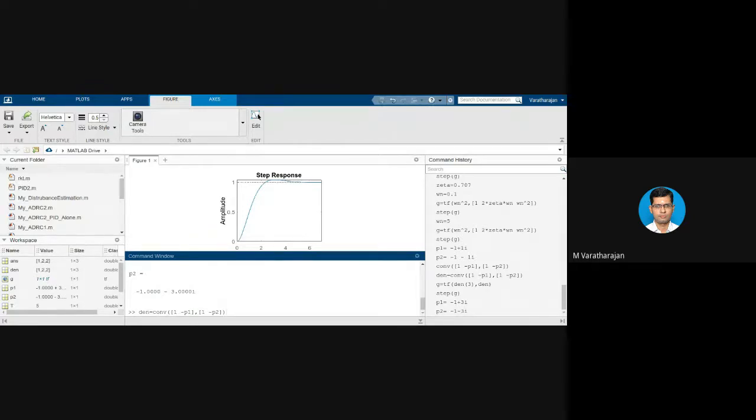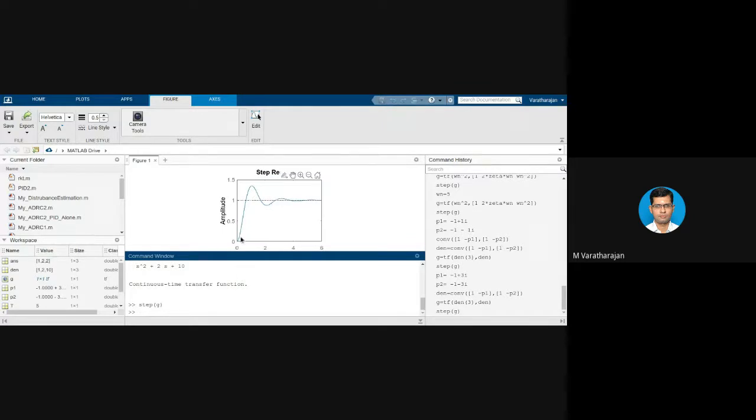Let us find the convolution, create the transfer function, and find the step response. Now you see the response is completely varied. In this analysis, we are going to keep the real part constant and change the imaginary part. The inference you can get from this is, I'm not going to run everything.